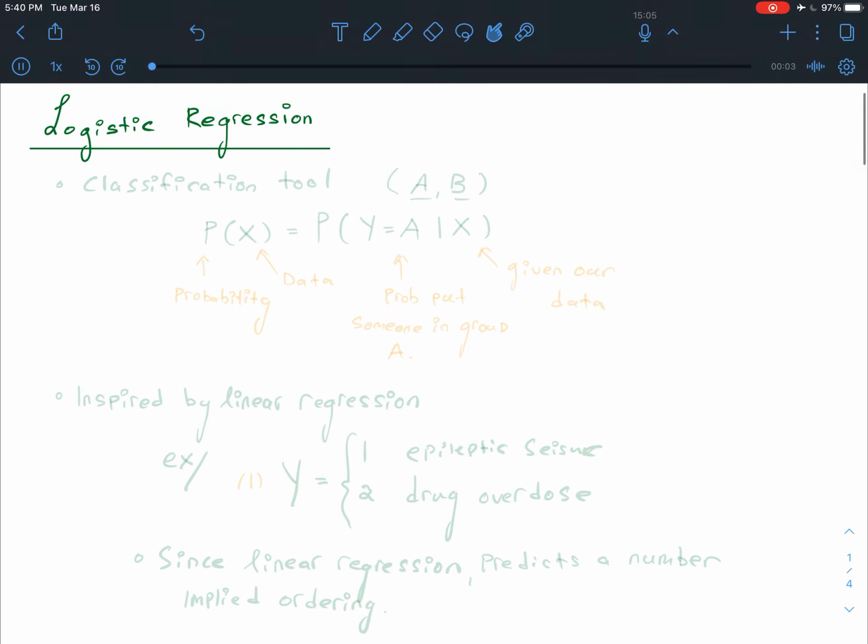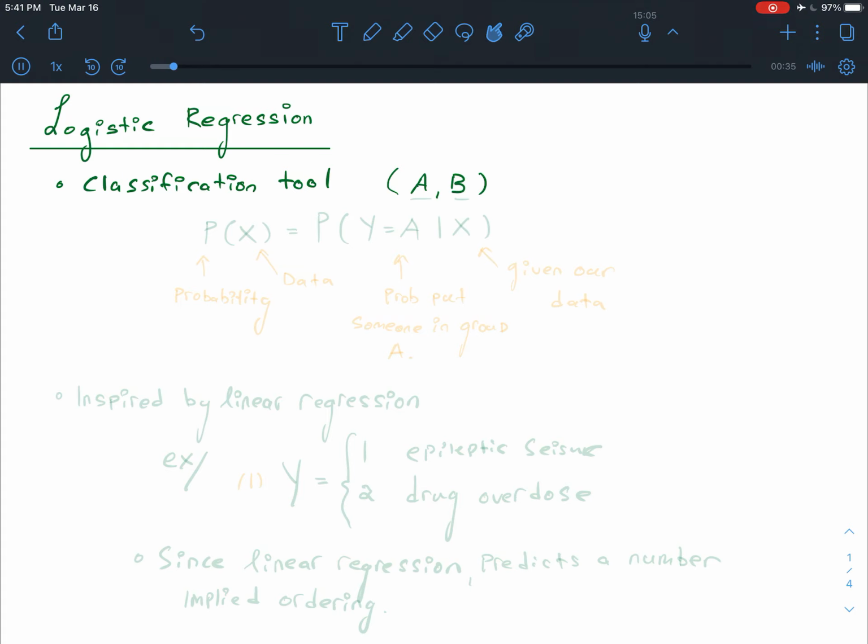Hi everyone, so I wanted to use this video to quickly talk about logistic regression. Logistic regression is a classification tool. I'll write that down. Its main goal is modeling the probability of belonging to one of those groups, and we're going to use this probability to decide whether or not we should put someone into one of these groups. So let's say, for the sake of argument, we have two groups, Group A and Group B.